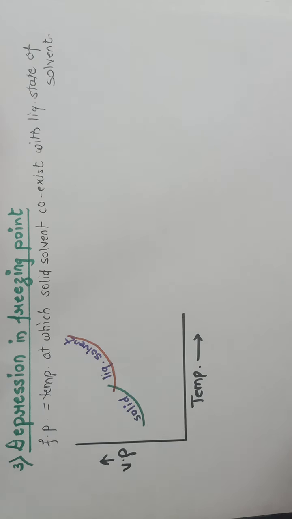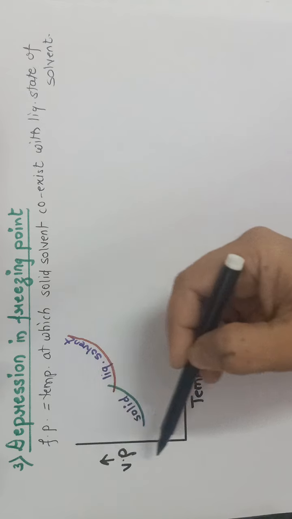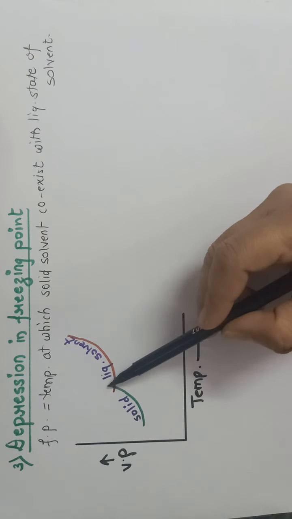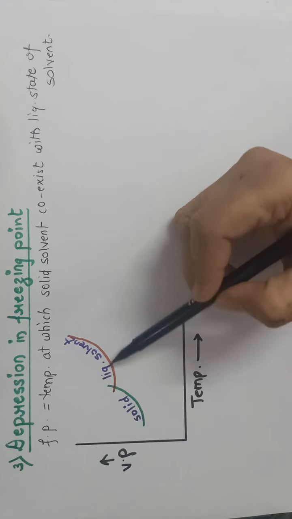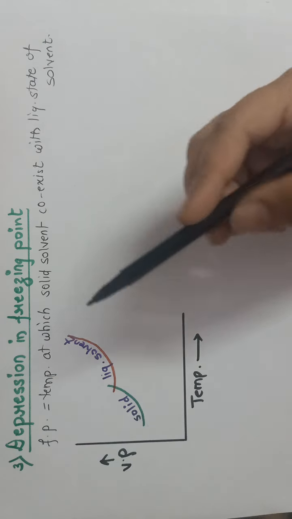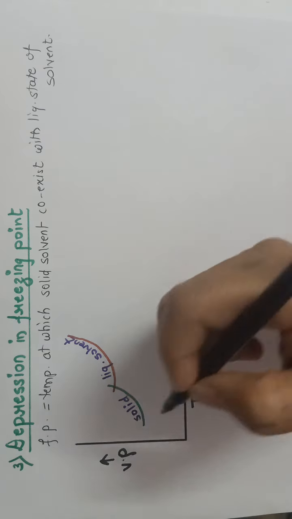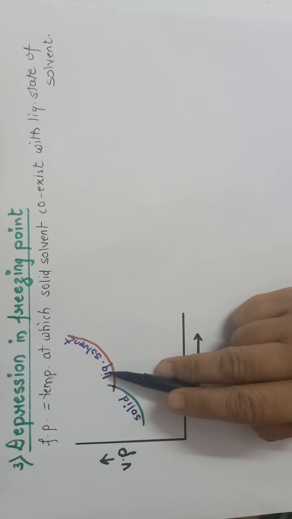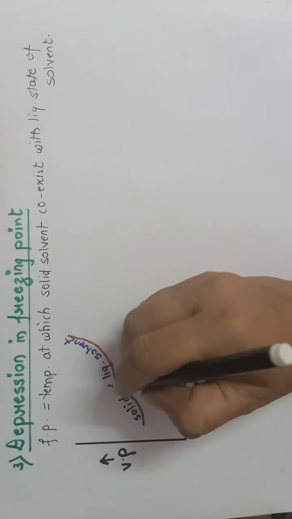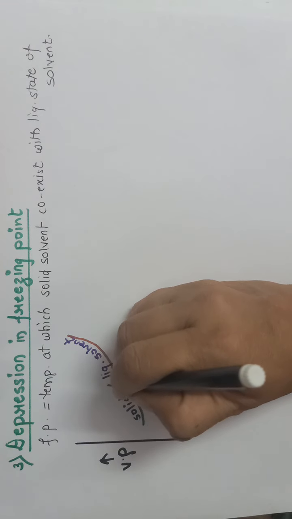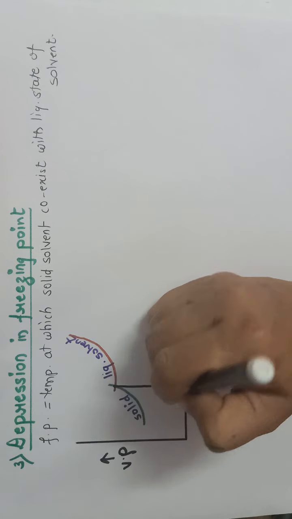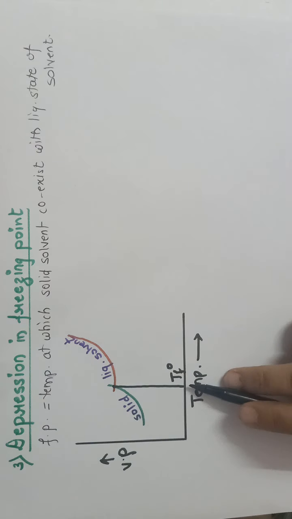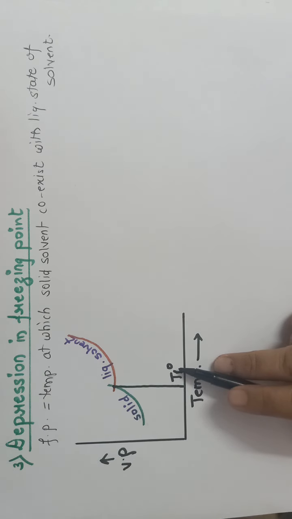Here you go. So when you have plotted the graph of vapor pressure against the temperature, this curve represents the solid state of the solvent and this curve represents the liquid state of the solvent. Now as you can see in the graph, this is the point at which the solid and liquid state of the solvent coexist, and therefore this temperature will be the freezing point of that solvent, TF0, indicating the freezing point of the pure solvent.